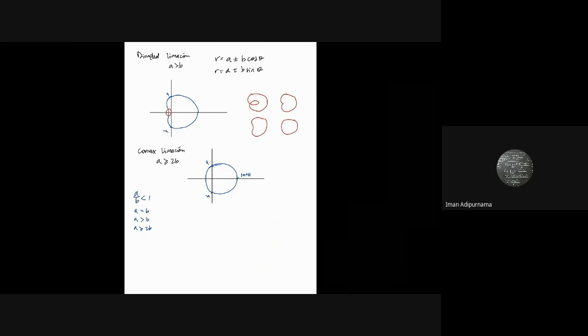The last part is what we call the lemniscate.